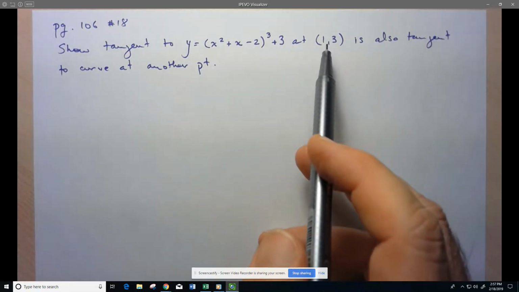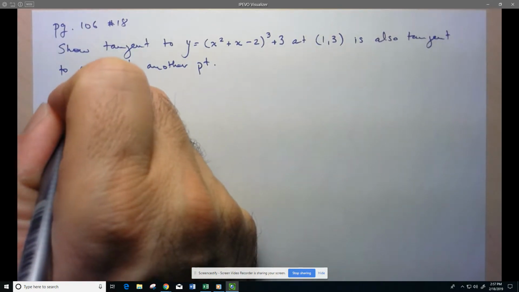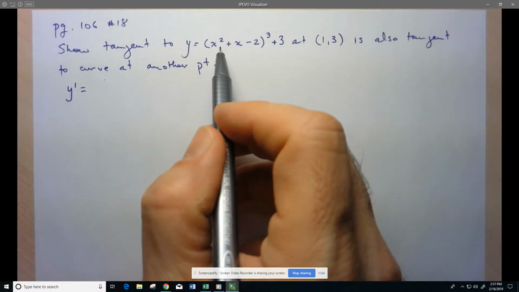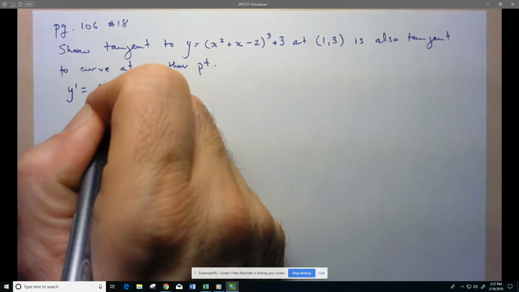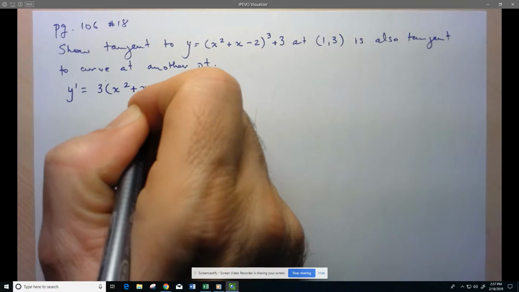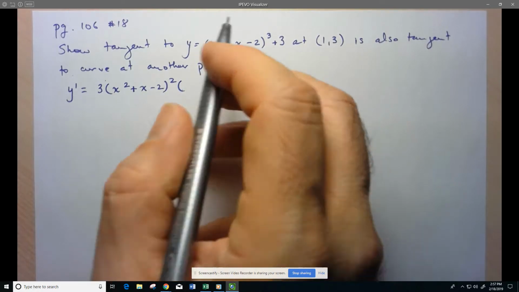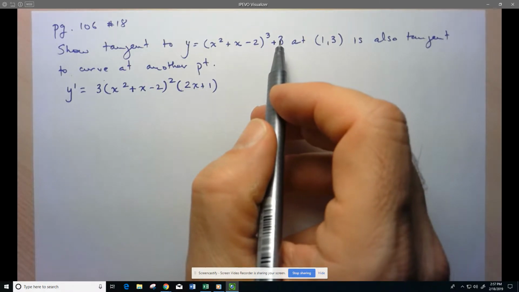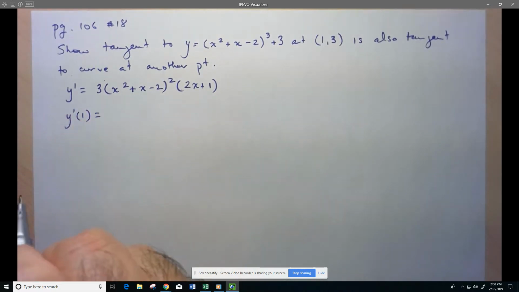We already know the point that we're working with. We just need to find the slope of this line, which is going to be given by the derivative evaluated at x equals 1. So let's start by finding the derivative. y prime is equal to, I'm going to use the chain rule here. This whole thing in the bracket is my u, so the derivative of u cubed is 3u squared, so 3 times (x squared plus x minus 2) all squared, times the derivative of u, which is the function on the inside, just 2x plus 1. And then I have plus the derivative of 3, but that's just a constant, so it's equal to 0. So let's now find y prime at 1.